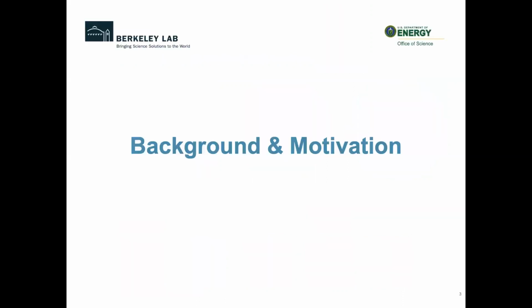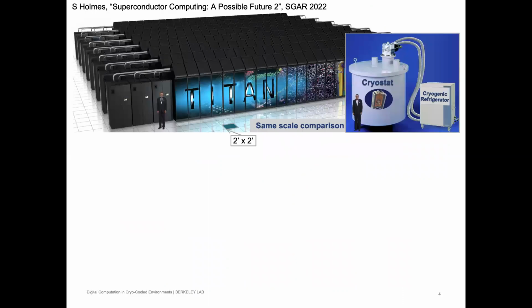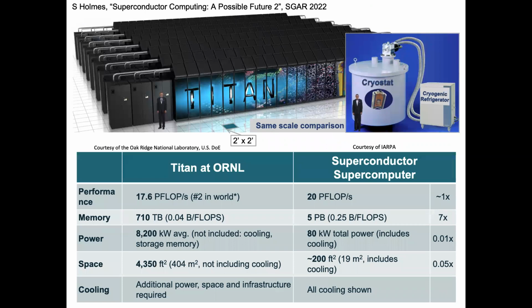So a little bit of background. There was this vision a few years ago on how to replace an HPC system, in this case Titan was at the time, with cryogenic computing, with an equivalent system, but at cryogenic temperatures. And this is what the goals were at the time. So the goal was to get about the same performance. Titan at the time had 17.6 petaflops. The target was 20, about the same.